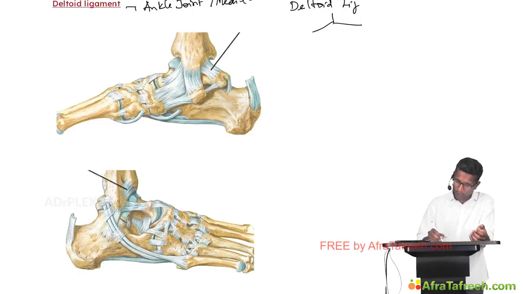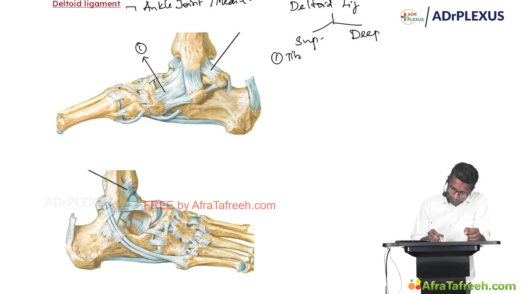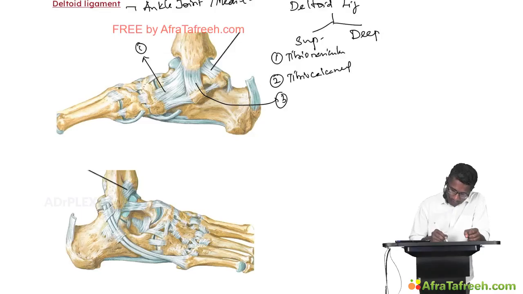And it has got two components in it. One is called a superficial component, another one is called a deep component. And what is the superficial component? The superficial component is what you see here. This is the first part, and the one represents a tibio-navicular part. And the two represents a tibio-calcaneal part.